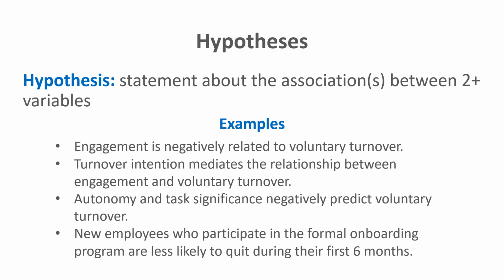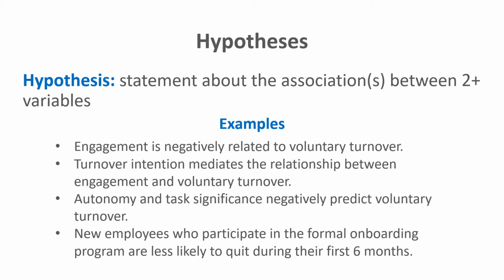So we could state engagement is negatively related to voluntary turnover. And often when we're making a statement about the association, we already have an inkling of an idea, maybe based on prior theory, for example, of what the nature of an association or relationship or a difference is going to be. And so here we're saying engagement is negatively related to voluntary turnover.